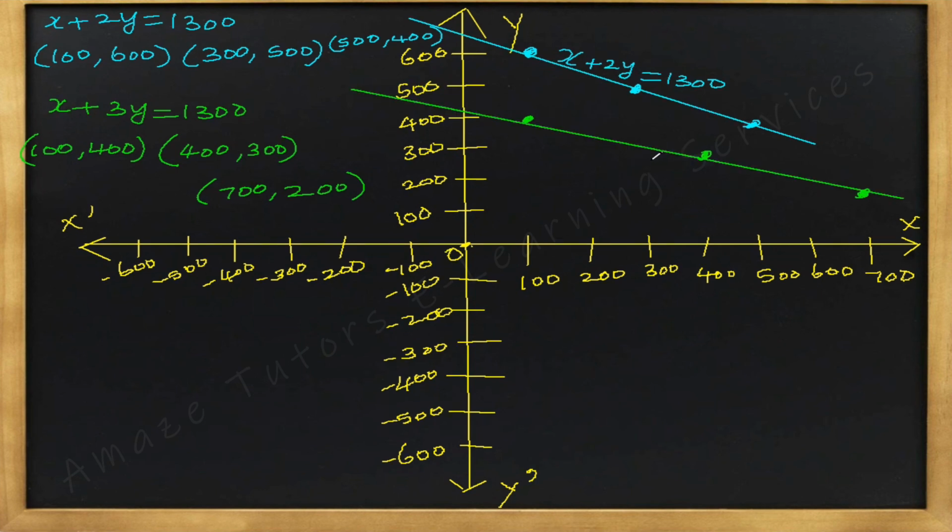Let me write the equation here. x plus 3y is equal to 1300. That's all, children. So we finished the second part of the question also. The given situation we represented graphically also. I hope you understood both the parts of this question.